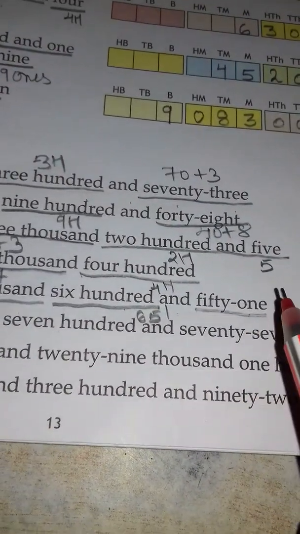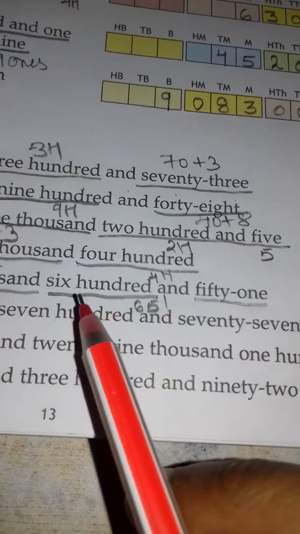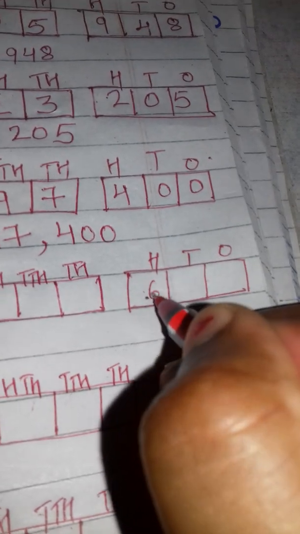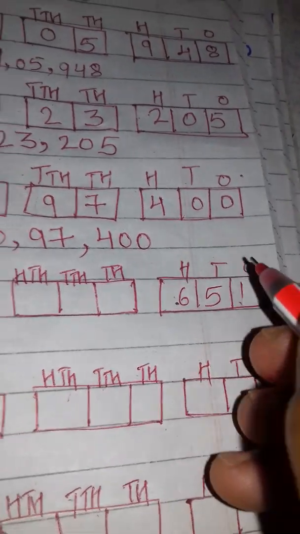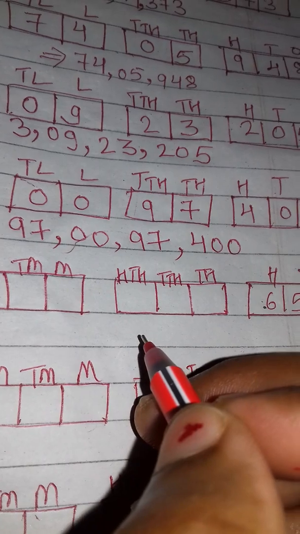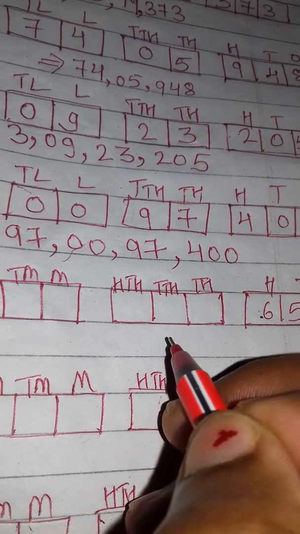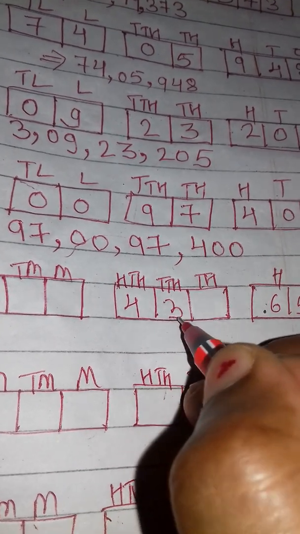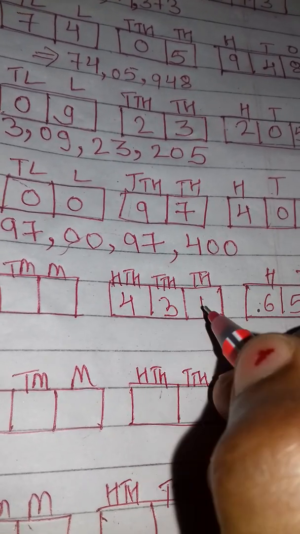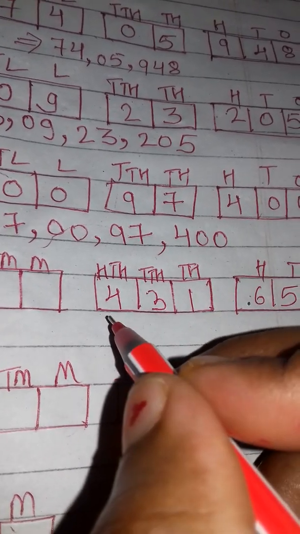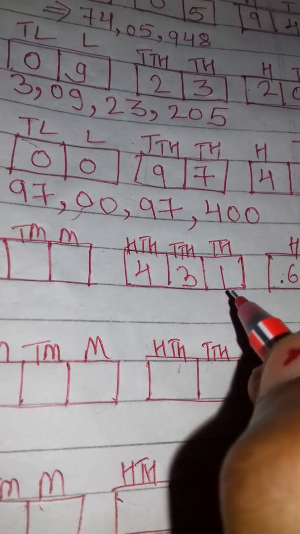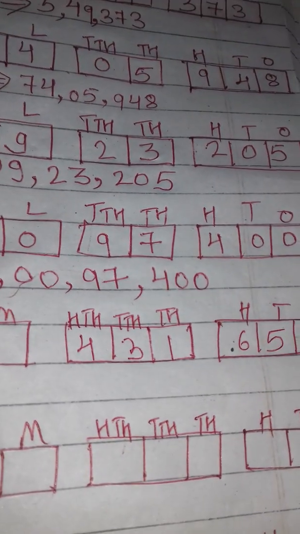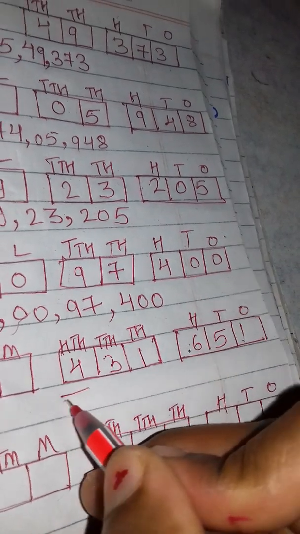431,651. So we will start from the right side, the ones period, 651. How will we write it? 651. And in the thousand period, what is given? 431,000. So 4 at 100,000 place, 3 at 10,000 place, and 1 at 1,000 place. 431,651. So how will we write this number in figure?